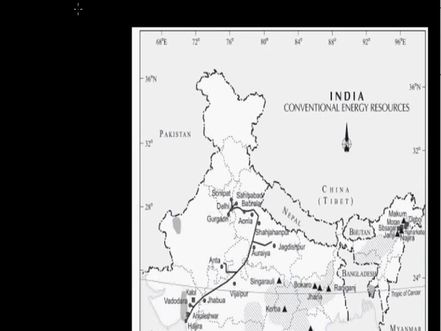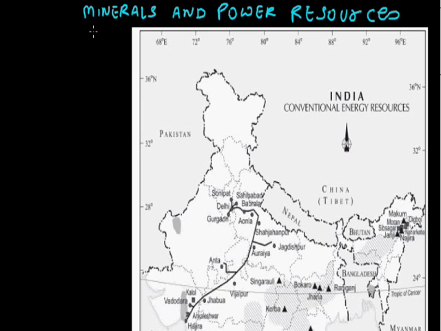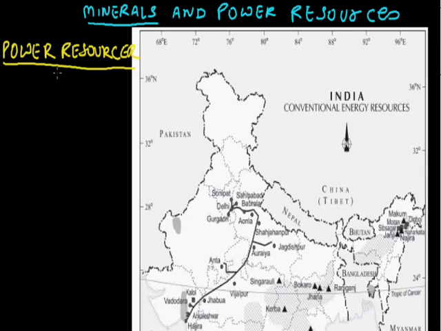So students, let us start the third part of our chapter, minerals and power resources. In the first two parts we did minerals: what is a mineral, what are its types, and then we took two examples from each type of mineral. Now let us start power resources. The resources from which we get power are called power resources.